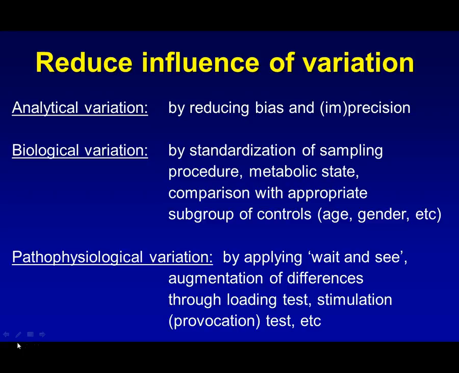How can we reduce the pathophysiological variation? Just by applying wait and see, or by augmentation of differences, and for this we use loading tests or stimulation or provocation tests. For example, the glucose tolerance test, in which a very high dose of glucose, 75 grams of glucose, is given to a patient and glucose is measured 2 hours afterwards.